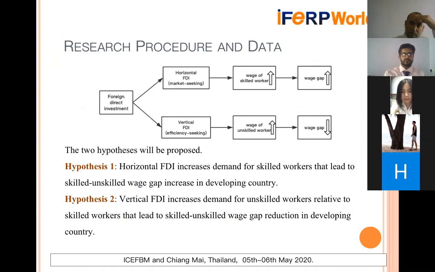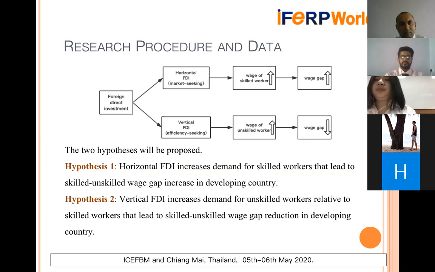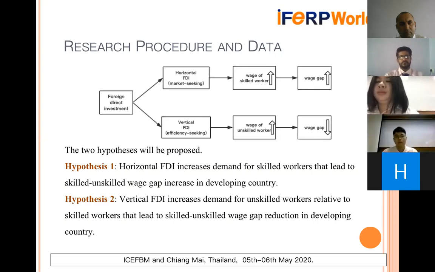Hypothesis 1 is that horizontal FDI increases demand for skilled workers, which leads to the skilled-unskilled wage gap increasing in developing countries. Hypothesis 2 is that vertical FDI increases the demand for unskilled workers relative to skilled workers, which leads to skilled-unskilled wage gap reduction in developing countries.